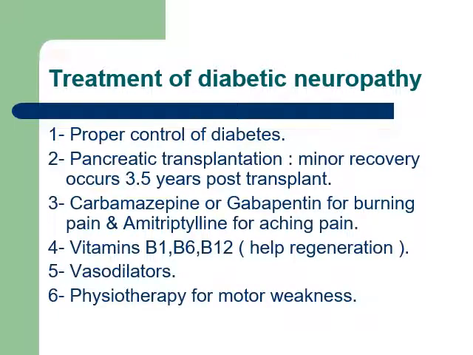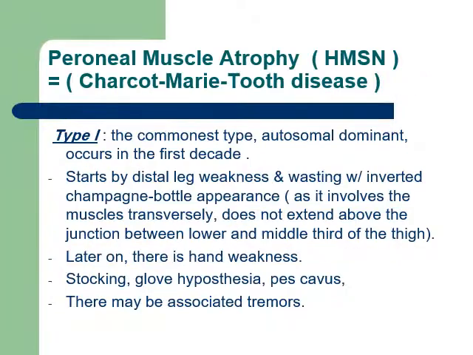Treatment of diabetic neuropathy starts with good control of diabetes in order to decrease the damage produced by hyperglycemia. Then we do have symptomatic treatment for the pain, nerve supplements, improving the blood supply of the peripheral nerves using vasodilators, physiotherapy if we do have muscle weakness, and pancreatic transplantation for improvement of the etiology.